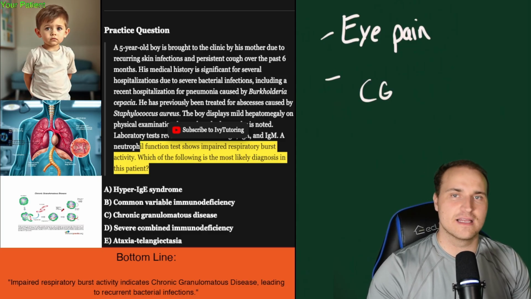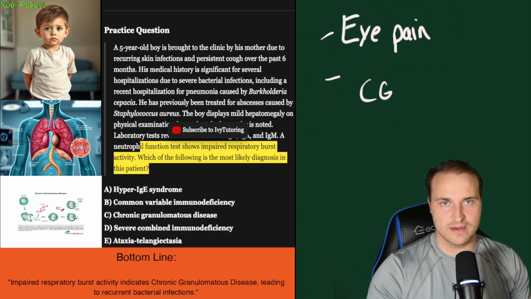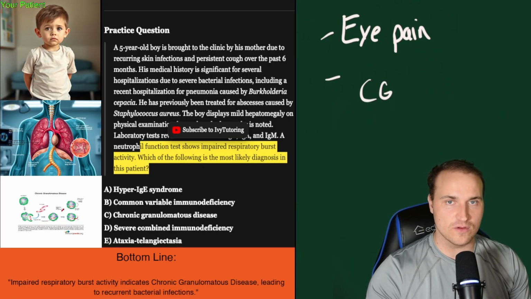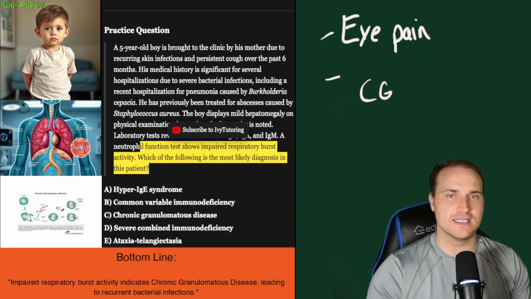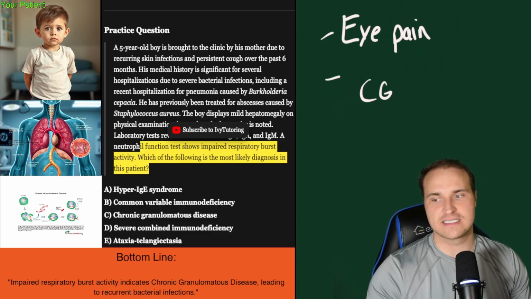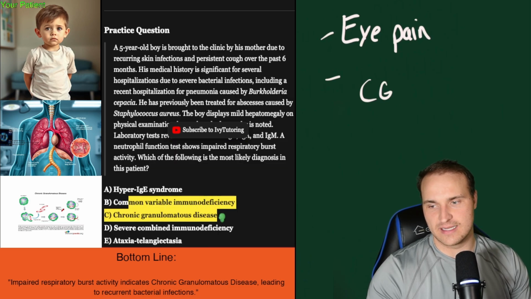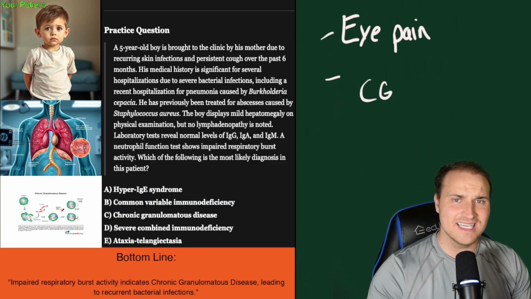He's got recurrent catalase-positive bacterial infections, especially Burkholderia, and he's got impaired respiratory burst, and so all of that is a dead giveaway for chronic granulomatous disease. So his immunoglobulin levels are normal, which rules out any humoral deficiencies, and CGD results from a deficiency in NADPH oxidase, and that's going to be the answer here. It's chronic granulomatous disease. All right, hyper IgE would be Job syndrome.